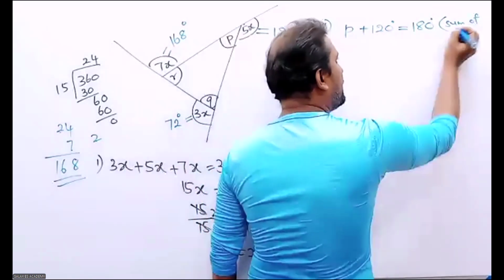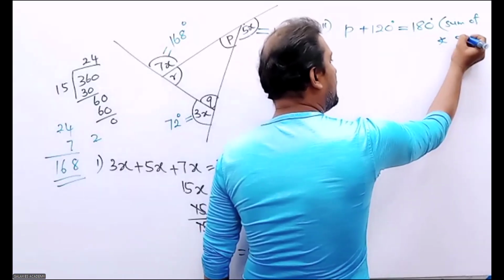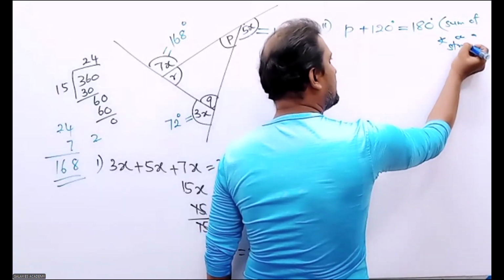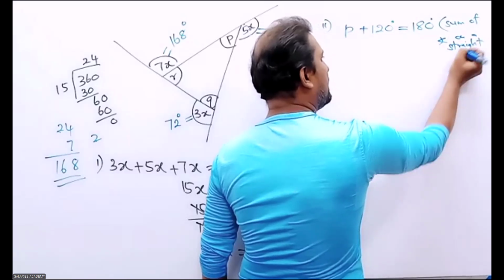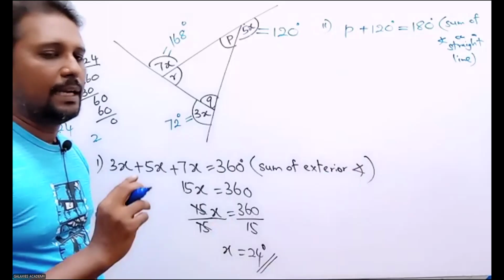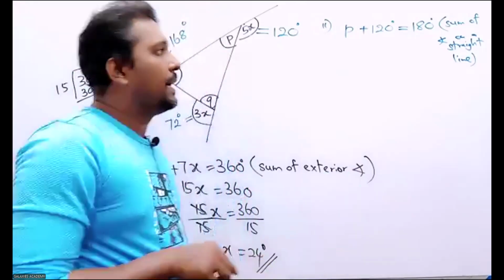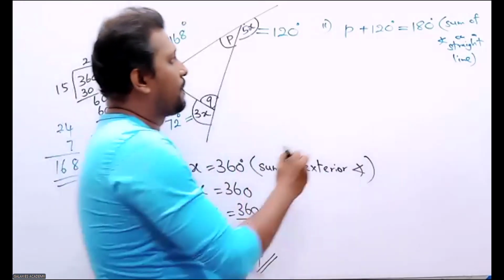Sum of angles on a straight line. Write the reason briefly like this to get full marks. Then you can solve this one.